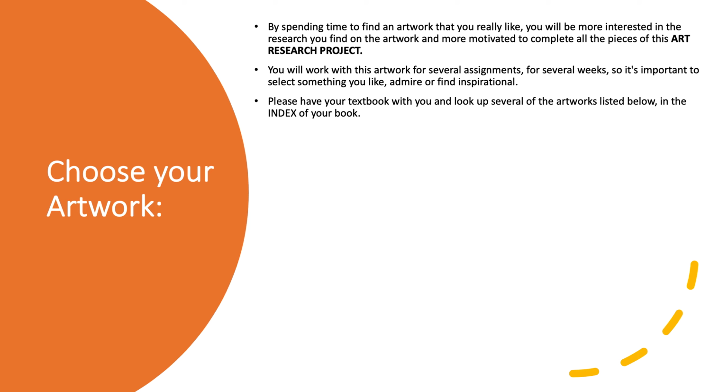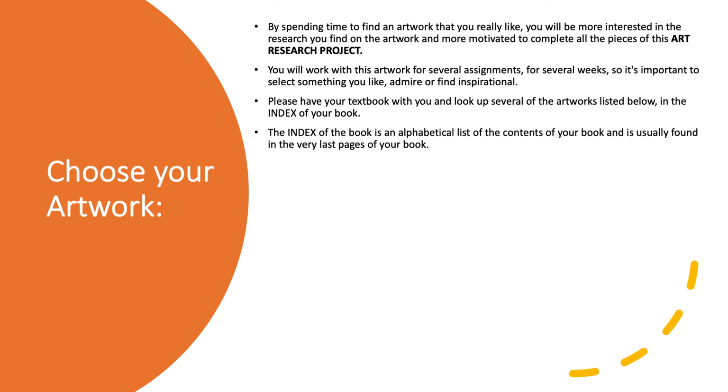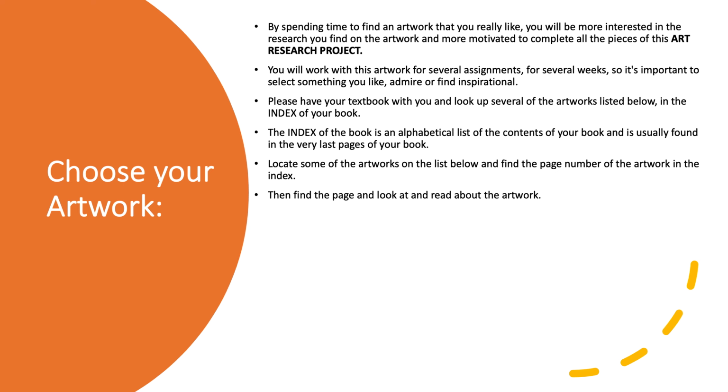Please have your textbook with you and look up several of the artworks listed on Canvas in the index of your book. The index of the book is an alphabetical list of the contents of your book and is usually found in the very last pages of your book. Locate some of the artworks on the list and find the page number of the artwork in the index, and then find the page and look at and read about the artwork. This is a process of research.